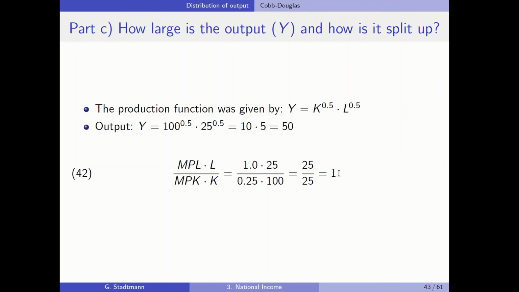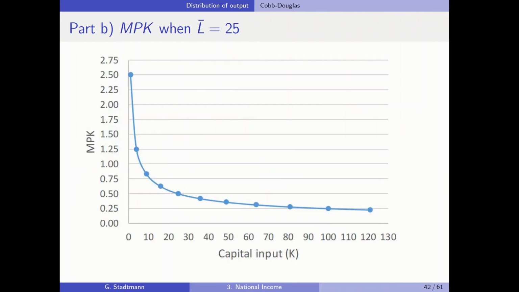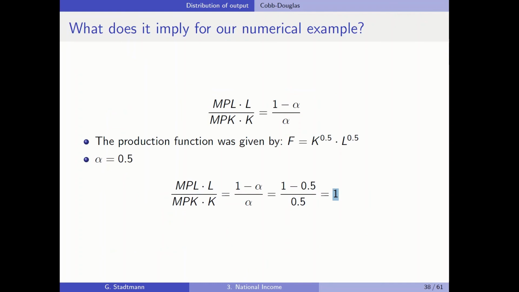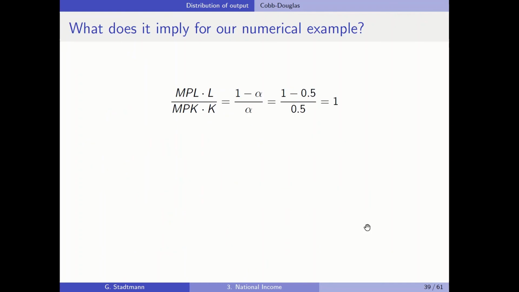So the output is split 50%, 50% among the owners of the factor labor and the owners of the factor capital. That the ratio is equal to 1 was already obvious when we looked at this relationship here, like on slide number 39.